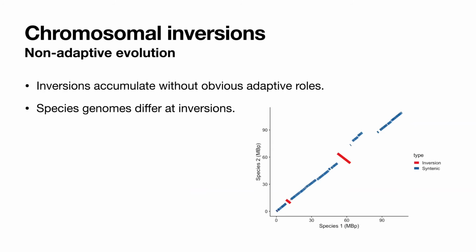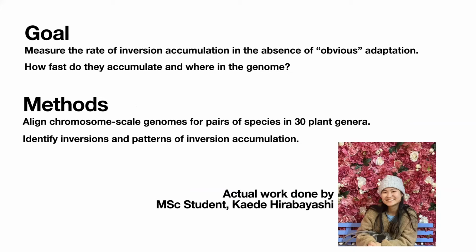We also know that inversions accumulate without any sort of adaptive purpose: if you look at any two species and compare their genomes, they're going to differ at some inversions. So we're really interested in measuring the rate of accumulation of inversions without adaptive significance. If we just looked at any two species, how fast do inversions accumulate and where?